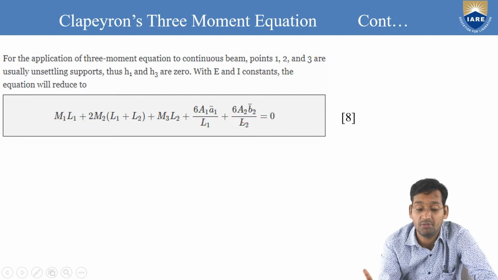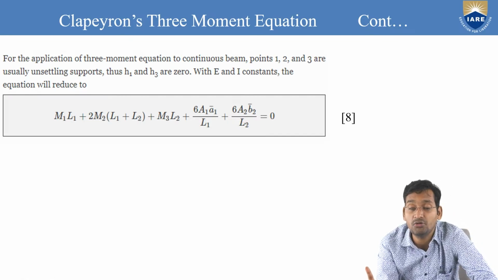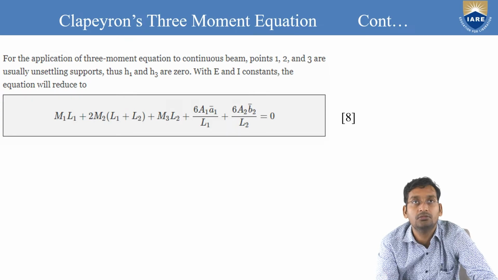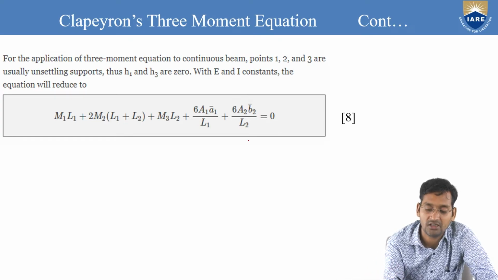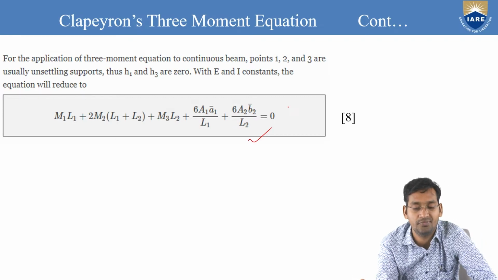So this is the application of the three moment equation to a continuous beam. Points 1, 2 and 3 are usually unsettling supports. At points 1, 2, 3 there is no settlement of any support, and hence the height of that will be equals to 0. Right? So with that condition we got another equation.